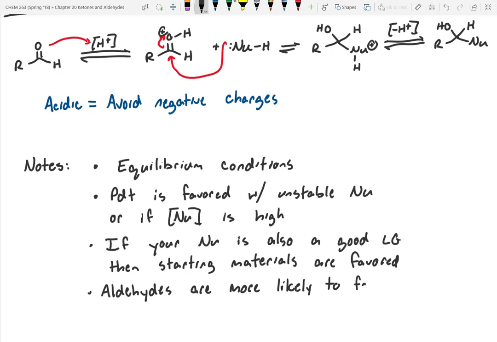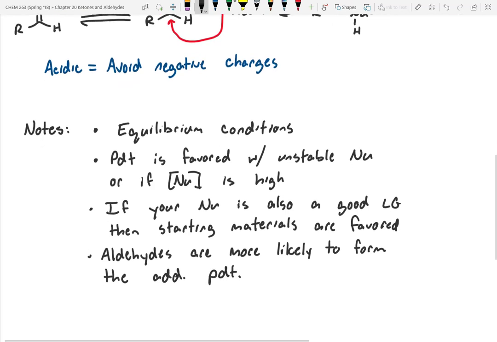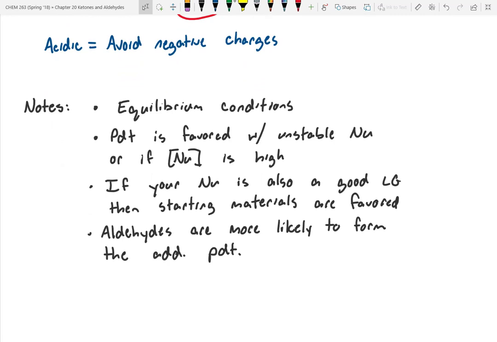More likely to form the addition product. Does that make sense? It's really easy to forget that these are under equilibrium conditions, and you have to be very careful with it. Equilibrium conditions are a double-edged sword. Sometimes people will say, well, what if you're only getting 1% of your product? Sometimes that doesn't matter. That 1% is enough to carry on to your next step.